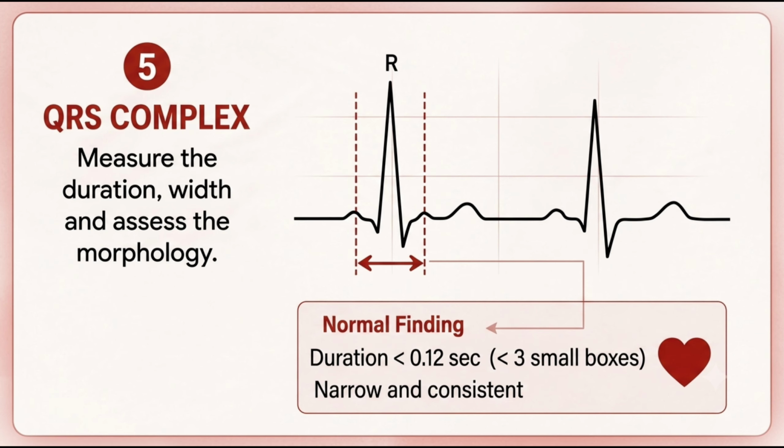QRS complex. Now we come to the QRS complex. The QRS complex represents ventricular depolarization. A normal QRS complex is generally less than 0.12 seconds in duration. When assessing the QRS complex, look at its width, its morphology, its consistency, and its appearance across the different ECG leads. A wide or unusual QRS complex may indicate an abnormality in the ventricular conduction and requires further assessment.